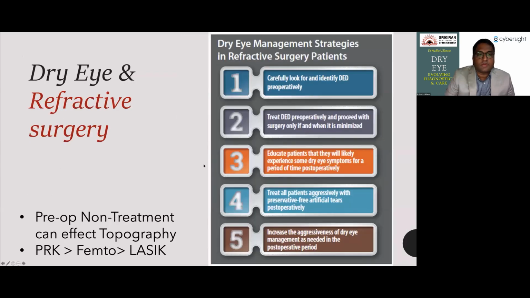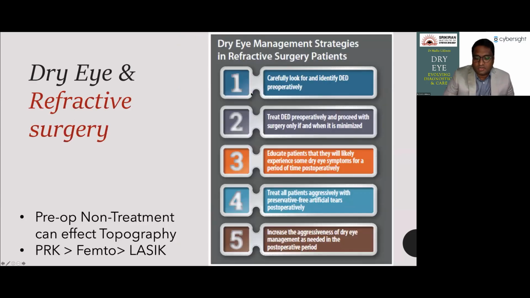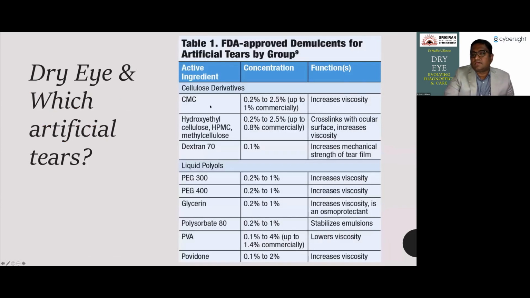So the next question was about which artificial tears and when. Practically speaking, all of them work very well. It's an individual choice that you can make. But commonly, we try to start off with CMC or HPMC. And then if the patient is not happy with it, we go to liquid polyols like PVA, PEG, and glycerine, and all these components. There are a lot of choices that are available. But you have to remember that the action of these is very limited and transient.